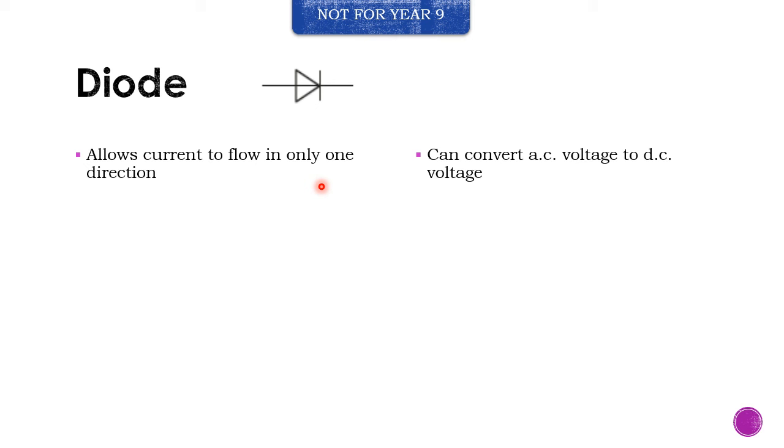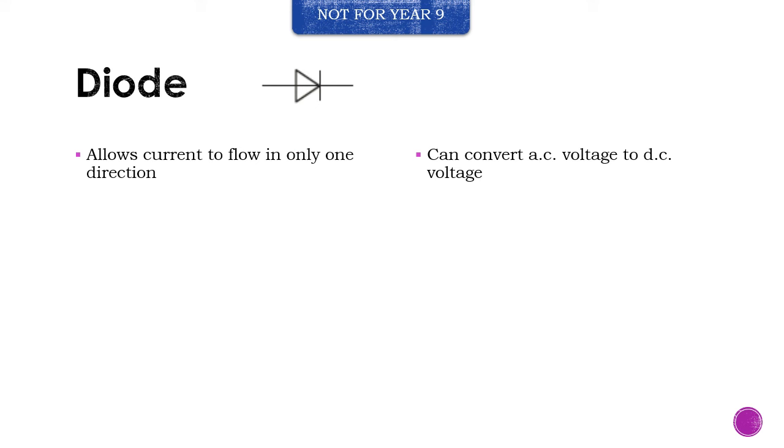So, what's a diode? A diode is a special component that only allows the current to flow in only one direction. That's the direction of the arrow. If the current tries to flow in any other direction, coming the opposite way, it will not flow at all and the current will stop.